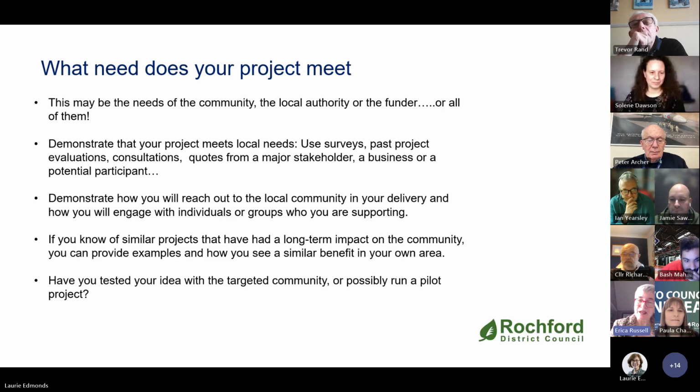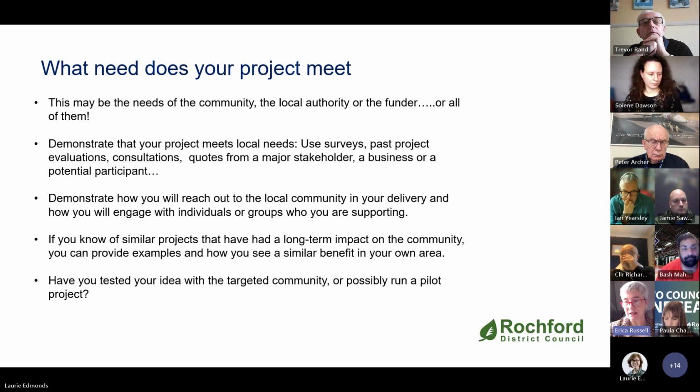Okay, so again, something that doesn't appear in every application form, but certainly we will see this in the UKSPF one, is what is the need? Now, this is a really important question when people are reviewing applications. It's showing that this is not just something that you are passionate about and want to do, but it's something that is actually needed by the community in which you're working. It could also be that the funder is looking to show that you meet the needs of other wider strategic programs as well.